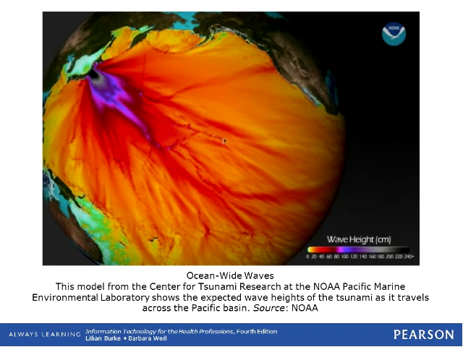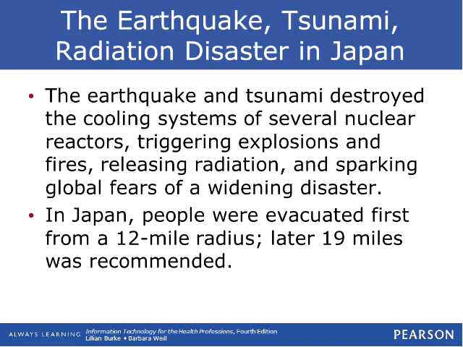This is the model of the Center for Tsunami Research at the NOAA Pacific Marine Environmental Laboratory, which shows the expected waves that are going to be created as it travels across the Pacific Basin. Very interesting how they can now track that. Now, the earthquake and tsunami destroyed the cooling systems of several nuclear reactors, triggering explosions and fires, and releasing radioactive material, sparking global fears of a widening disaster.